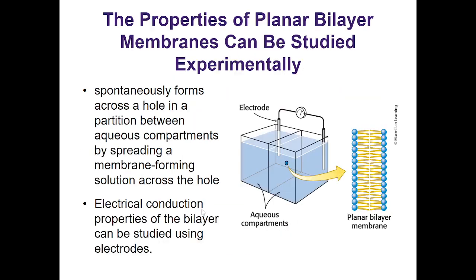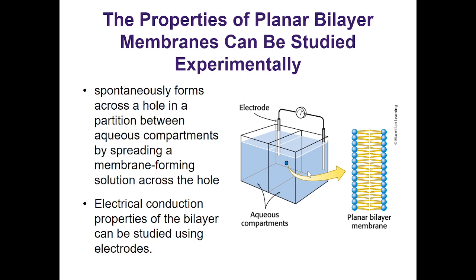So most properties of planar bilayer membranes can be studied experimentally. They'll spontaneously form across a hole in a partition between aqueous compartments by spreading a membrane-forming solution across that hole. So right here we have a partition, there's a hole in it, and if you were to go ahead and put in the components of your membrane, your phospholipids or whatever, it will actually form a membrane and split up these two compartments for you.